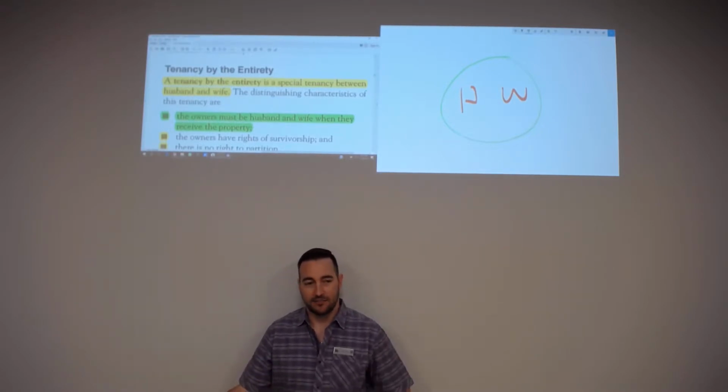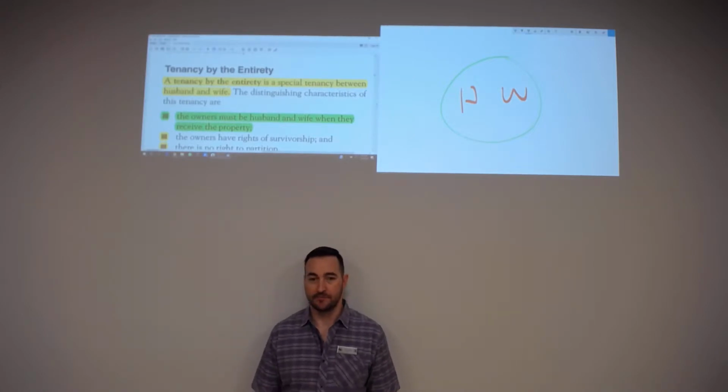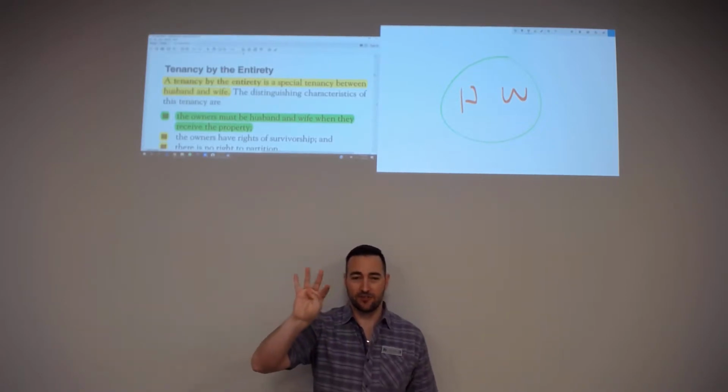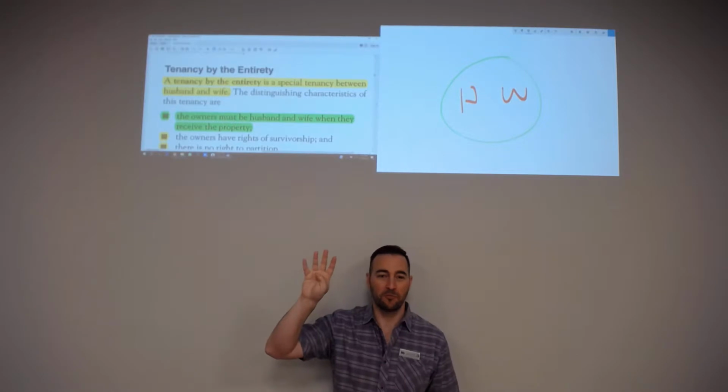My client's wife, the deceased person, bought the property as joint tenants with her sister. Now, the sisters were on the deed, and the husbands were on the mortgage with the sister.